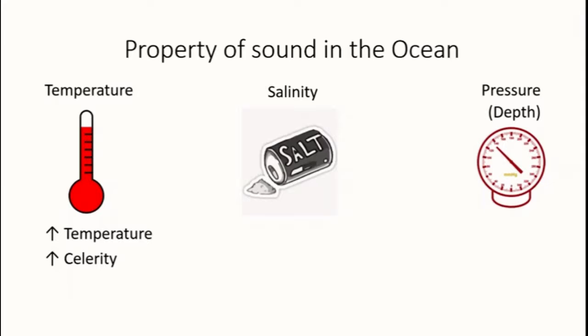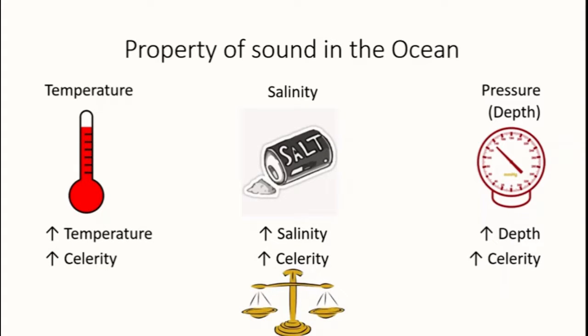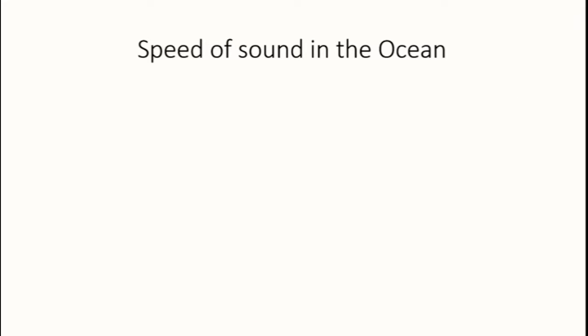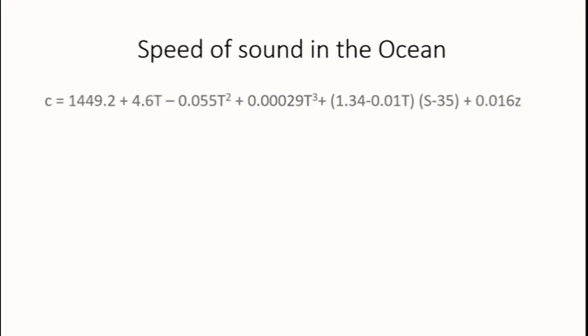An increase in temperature will lead to an increase in the speed of sound. An increase in salinity would lead to an increase in the speed of sound, and as you might have guessed, an increase in depth would also lead to an increase in the speed of sound. So then, an increase in any of these 3 factors will lead to an increase in the speed of sound, or in oceanographic terms, celerity. But not all parameters are weighted equally, so which one of them will have more of an effect on celerity?